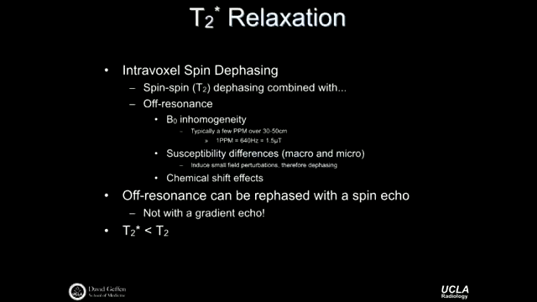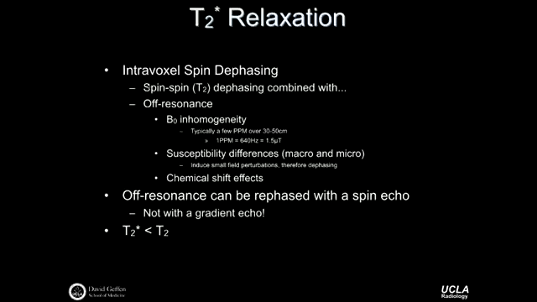Another component, which will be more important when we talk about gradient echoes, is another relaxation parameter called T2 star. We haven't talked about spin echoes or gradient echoes yet. I'll talk a little bit about T2 star relaxation, and we'll talk about it again when we get to gradient echoes. We have this concept of so-called intravoxel spin dephasing.